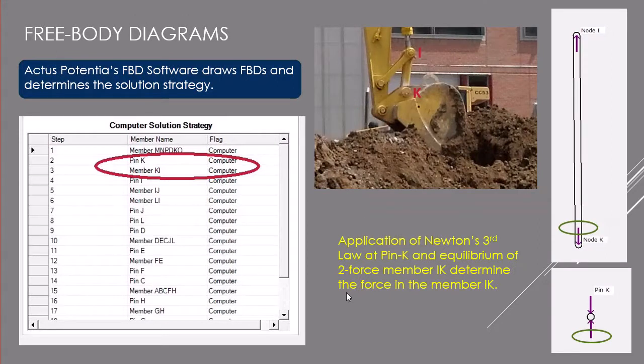After those three forces are determined, we go to pin K, and we already know this force from the previous free body diagram. So from the equilibrium of the pin, we can calculate this force, because this force is equal to that force, and then transfer this force to the two-force member IK, and now we know this force, and from the equilibrium of this two-force member we can calculate this force.